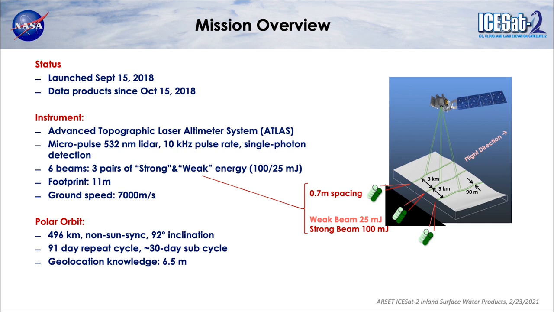The LiDAR is split into six beams, three pairs of strong and weak beams with an energy ratio of about 4:1, and it contains an approximately 11 meter footprint. Now, when you add in the factor that there is a ground speed of about 7,000 meters per second, you can see on the figure at the right what this results in. It results in only about a 70 centimeter translation between the pulses, which therefore delivers a nearly continuous altimetry of the surface you're looking at, whether it's land or water.